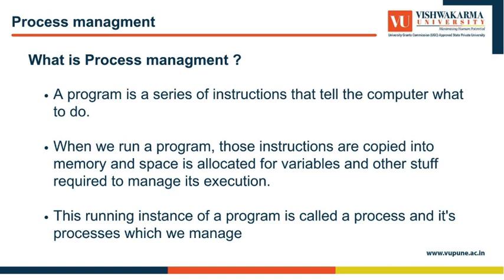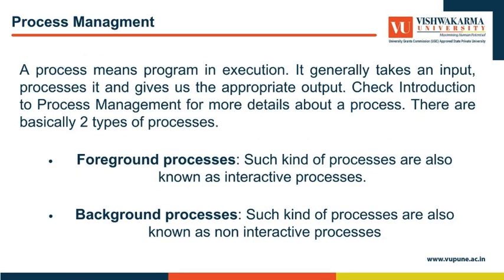So what is process management? A program is a series of instructions that tell the computer what to do. When we run a program, those instructions are copied into memory and space is allocated for variables and other things required to manage its execution. This running instance of a program is called a process, and it is the process which we manage. A process means a program in execution. It generally takes an input and gives us the appropriate output. Check the introduction to process management for more details about a process.